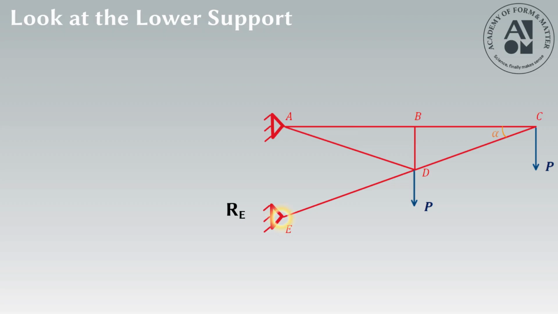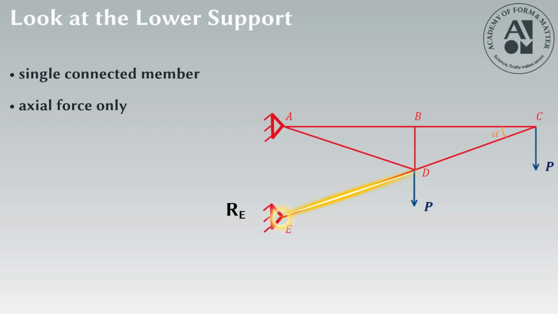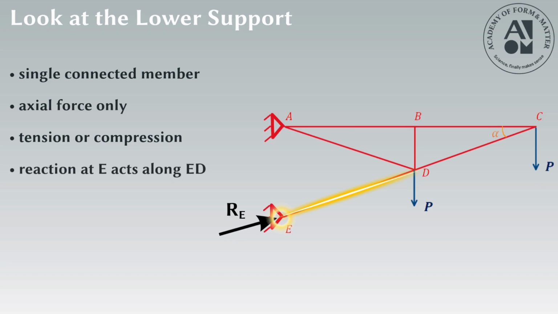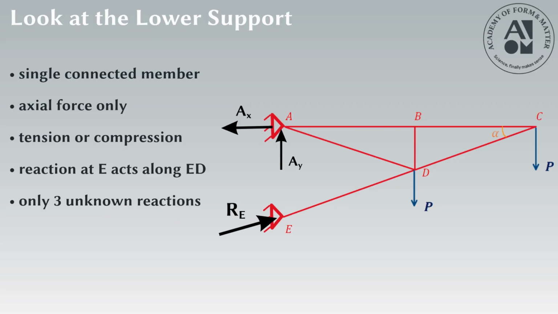The support is connected to the rest of the truss through a single member, and truss members carry axial forces only. Nothing else. No bending, no shear, only tension or compression. So we immediately know something important. The lower support can only pull this member or push it, which means we already know the line of action of the reaction at E. Only its magnitude is still unknown, so instead of 4 unknown reactions, we now have only 3: the magnitude of the reaction at E and the 2 reaction components at support A.